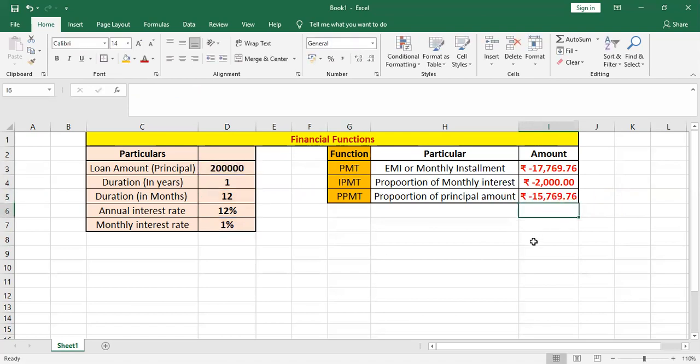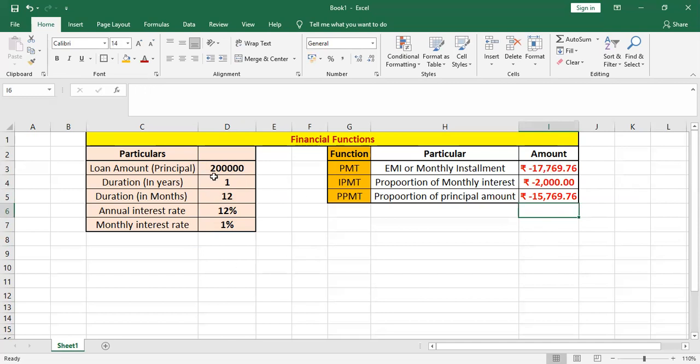So among the principal amount that I will have to pay, if I have taken 2 lakhs of loan, out of an EMI of 17,769.76 rupees, it is 15,769.76. Okay, so that is how you can get how much money you will have to pay.